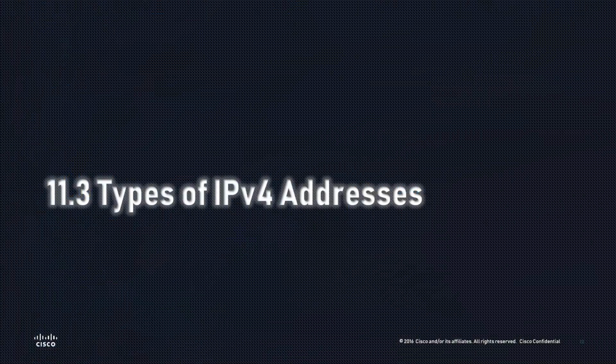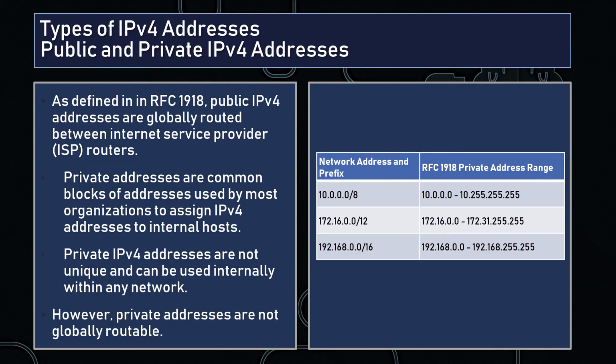Now let's look at some types of IPv4 addresses. As defined in RFC 1918, public IPv4 addresses are globally routed between ISPs. Private addresses are common blocks used internally to assign and save the large bulk of IP addresses that are available. So inside the private address range, we can have whatever IPs we like, provided they don't conflict with each other, and then they will be translated to the public IP address externally through our router. Because of this, private addresses are not globally routable, at least not in IPv4.